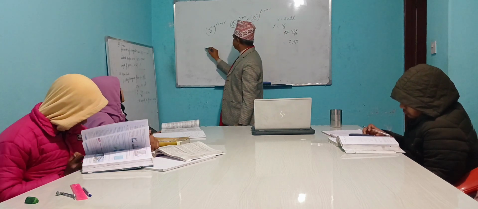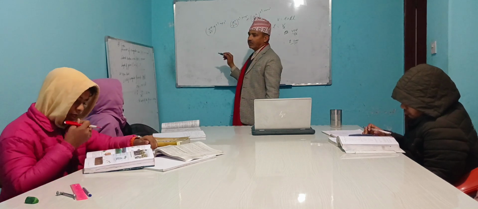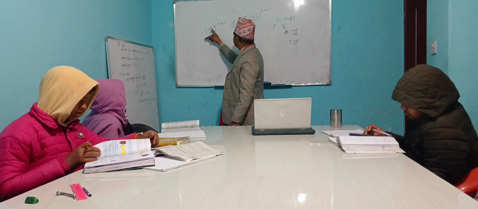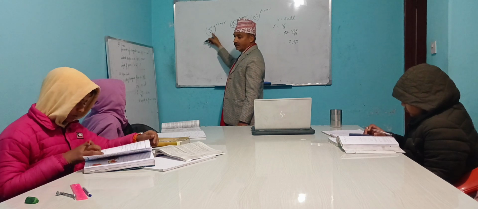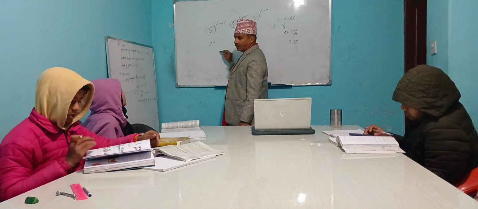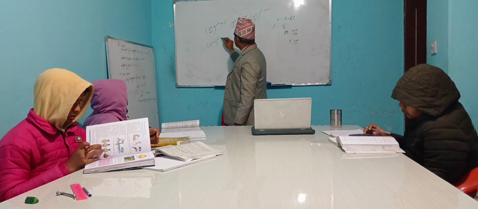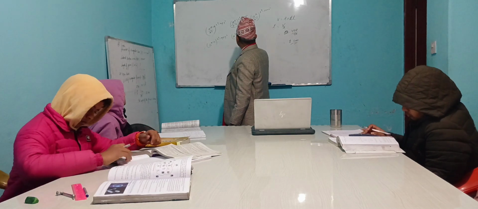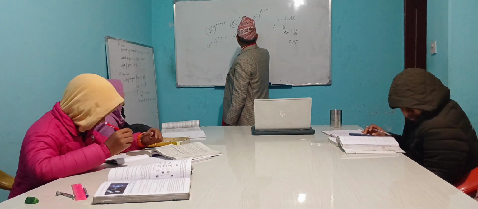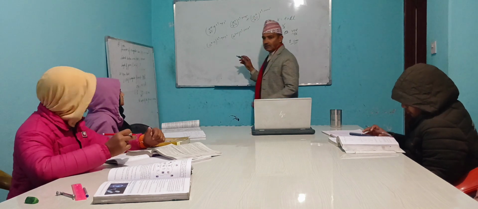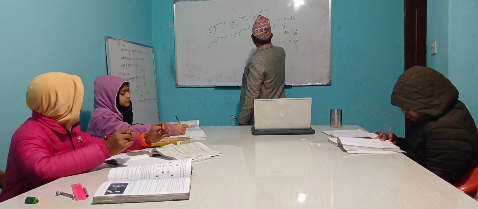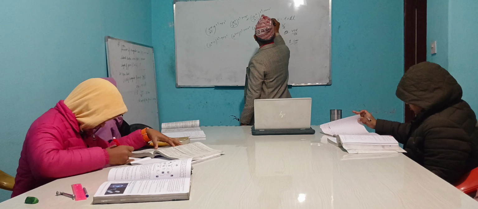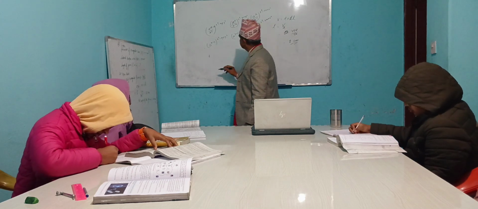Now any confusion here? If the base is same, then what do we do? We just move the power up and down, right? So what is given here? x plus y, then it becomes x square minus xy plus y square. Then y plus z, y square minus yz and z square. Agreeing? Yes, sir. Okay, then here, let me complete this.